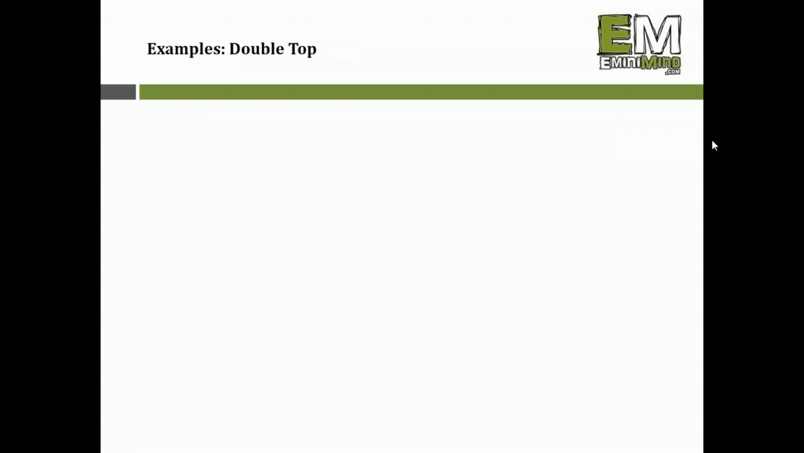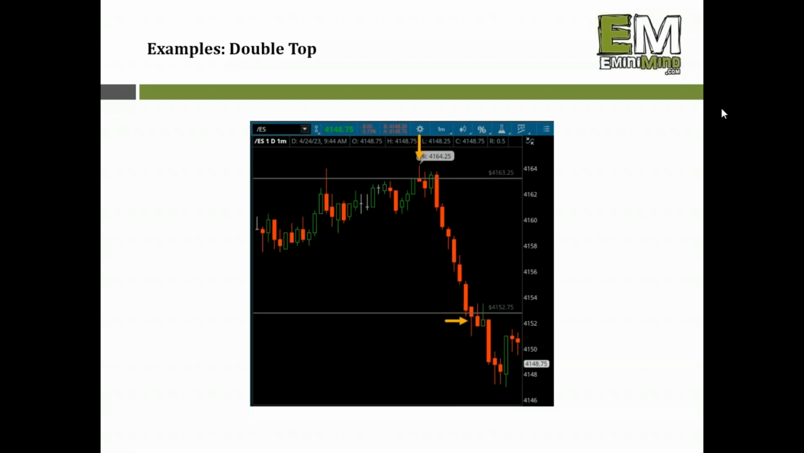Let's see, a double top. Let's pull up that chart. Okay, so here's a great example of a double top. This is the high of the day up at this gray line, and we had one touch of actually the gray line is the 30-minute high, but this double top is the high of the day.